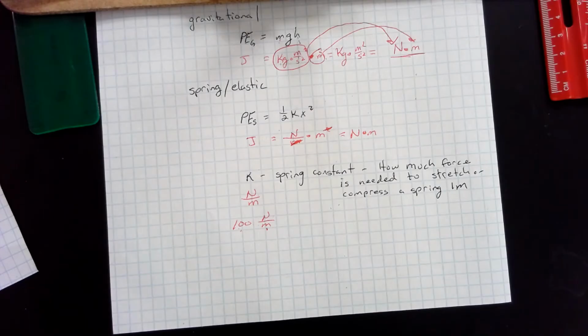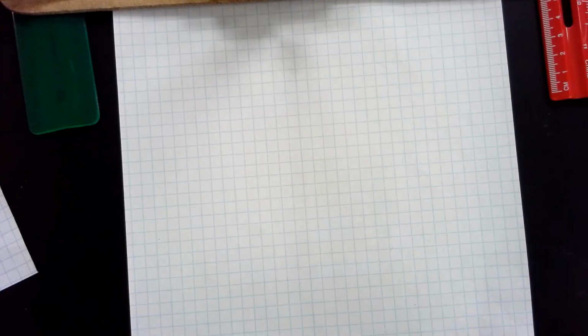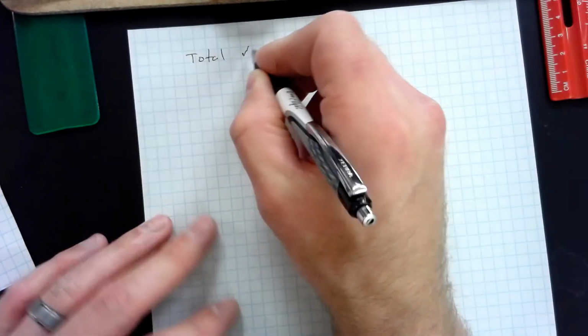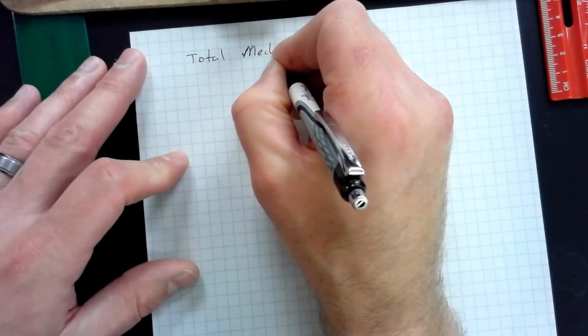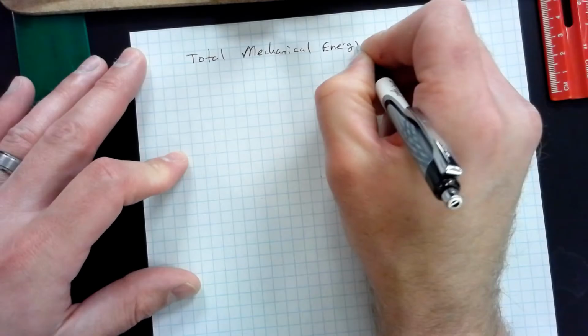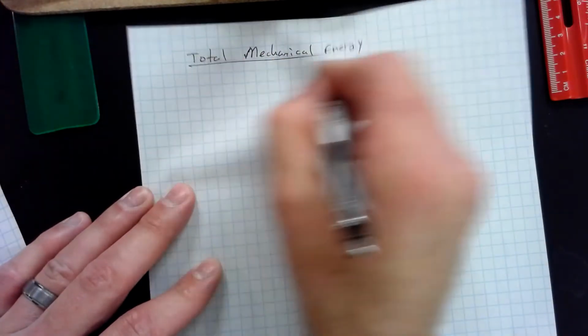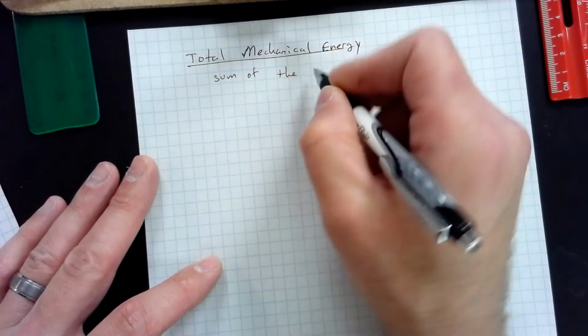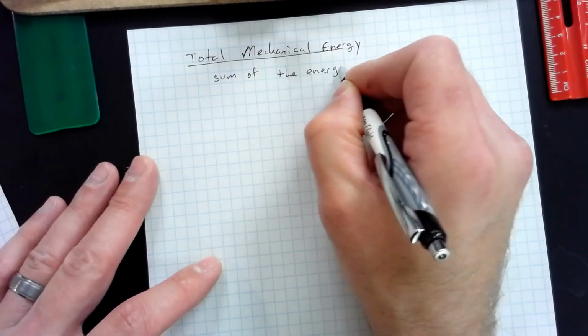All right, let's look at the next thing, which is called total mechanical energy. Those are the 3 types of mechanical energies. So the total mechanical energy is the sum of the energies that exist at any point.